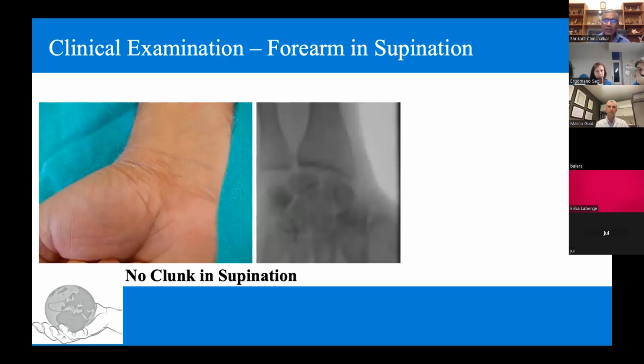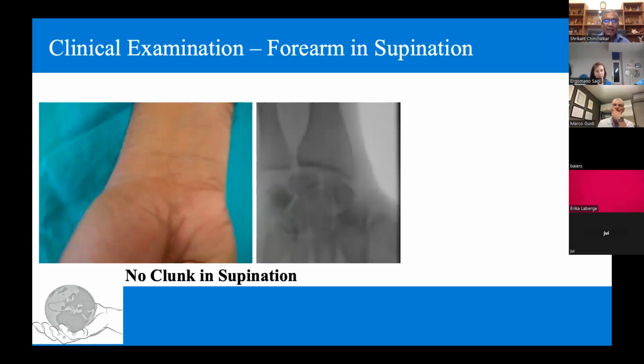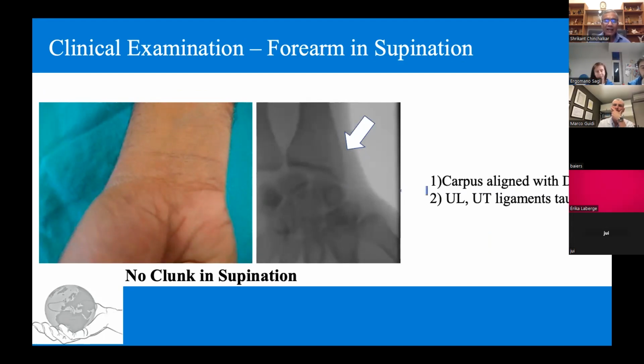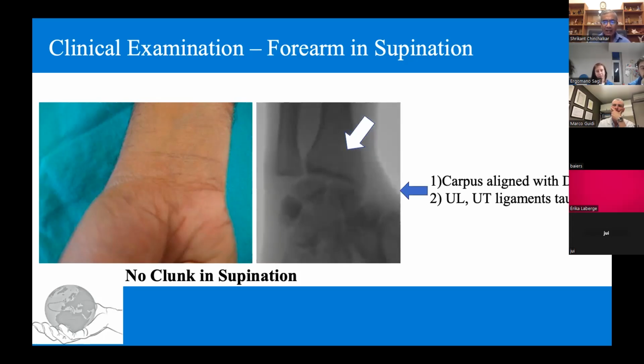So we looked at quite a number of our cases, and while examining them, it was apparent that they did not have any carpal clunk when the forearm is in a supinated position, and I always wondered why. So, having an in-depth discussion with Dr. Garcia Elias, upon looking at this no-clunk business with the forearm in a supinated position, we know that the carpus is aligned with the distal radioulnar joint.